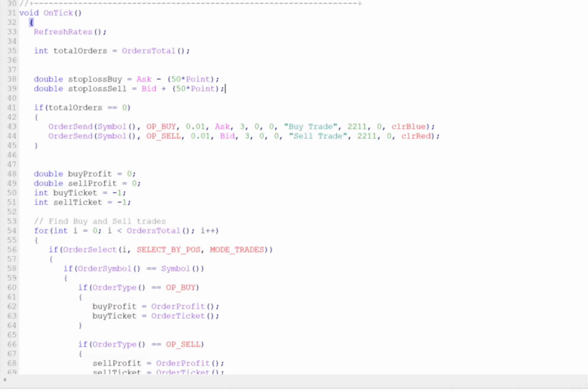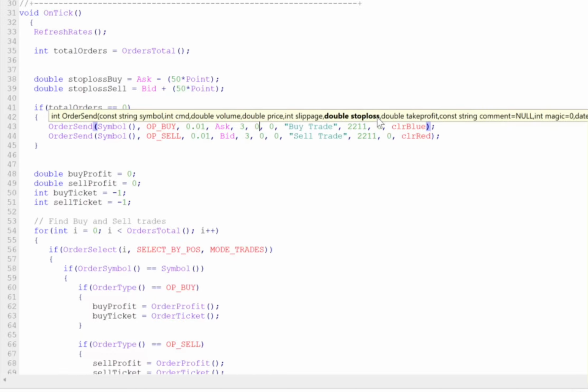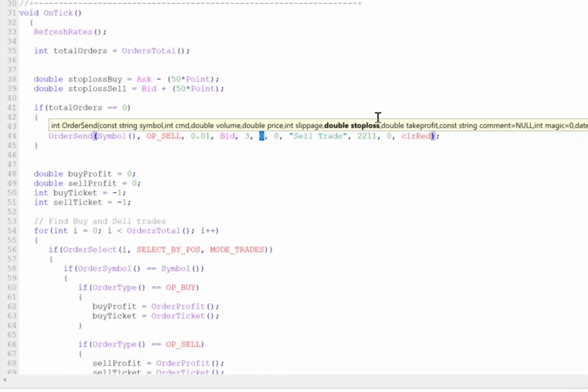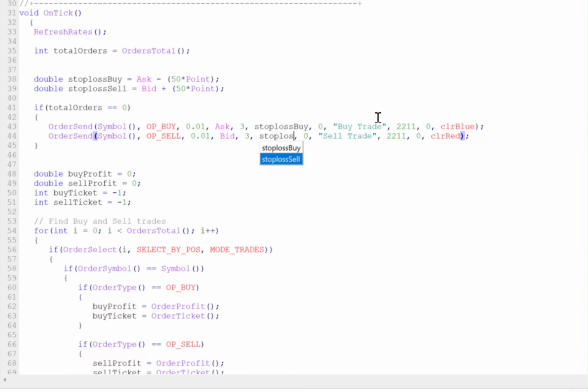Alright. Now if you see at the parameters, this is the stop loss parameter. For the buy trade, we have to replace this 0 with the stop loss buy. And for the sell trade, we have to replace this with the stop loss sell.